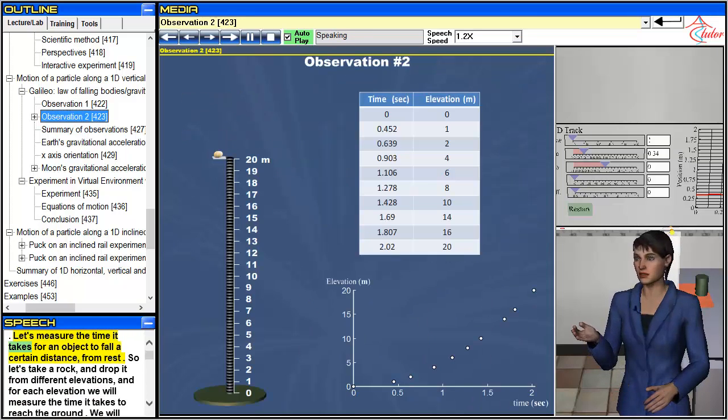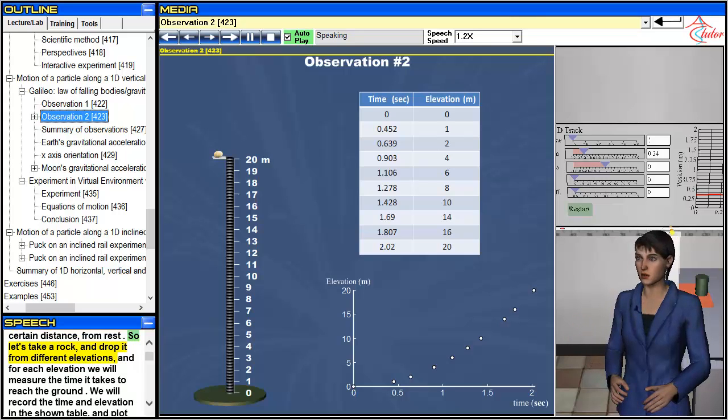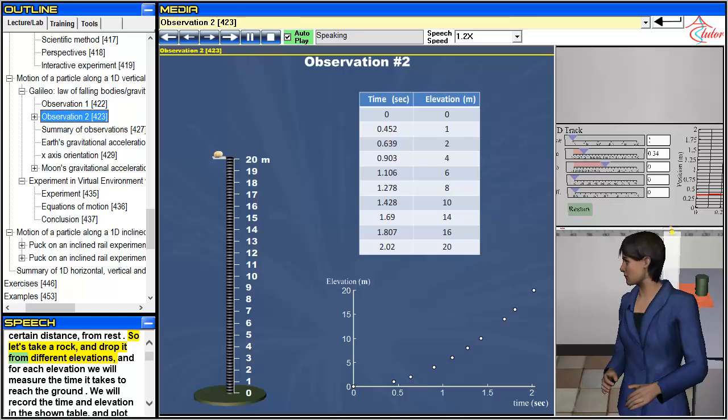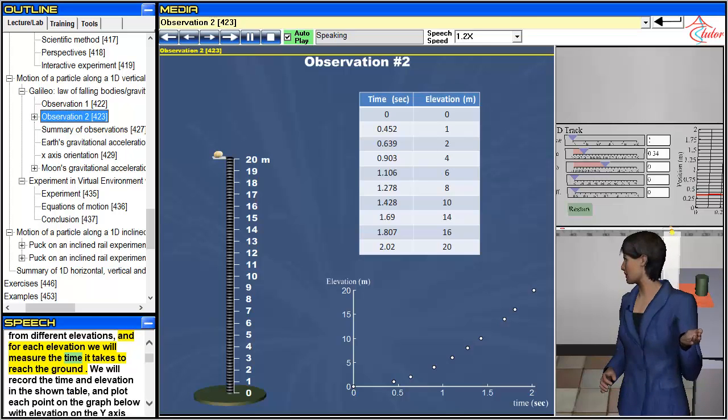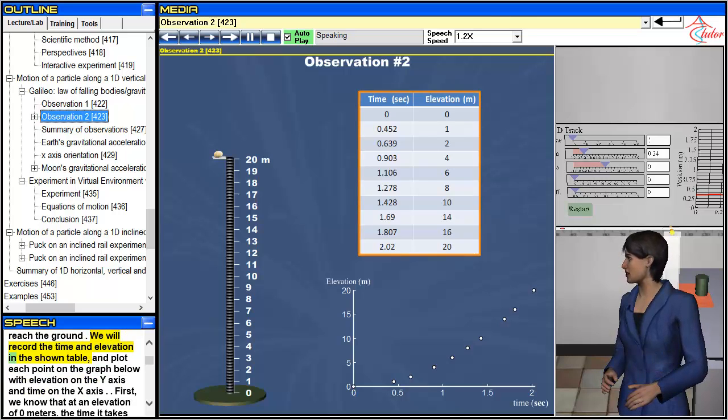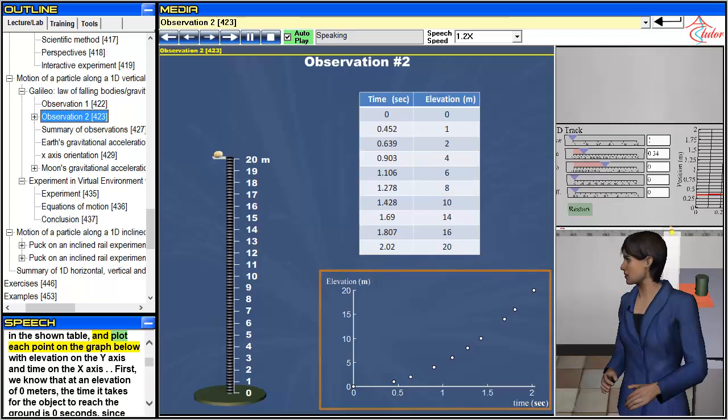Let's measure the time it takes for an object to fall a certain distance, from rest. So let's take a rock, and drop it from different elevations. And for each elevation we will measure the time it takes to reach the ground. We will record the time and elevation in the shown table, and plot each point on the graph below, with elevation on the y-axis and time on the x-axis.